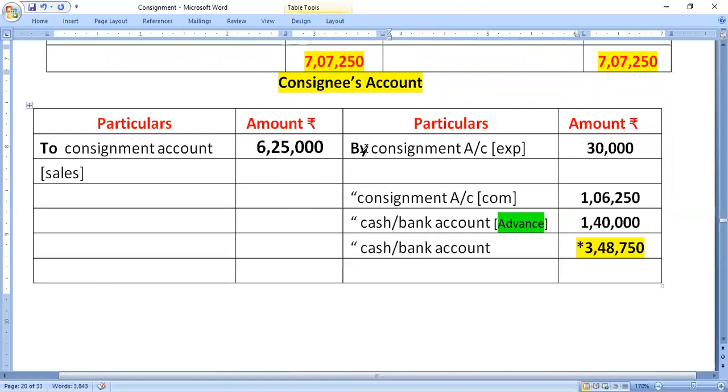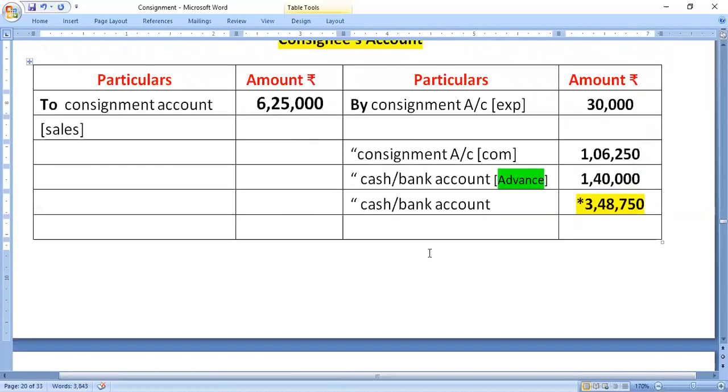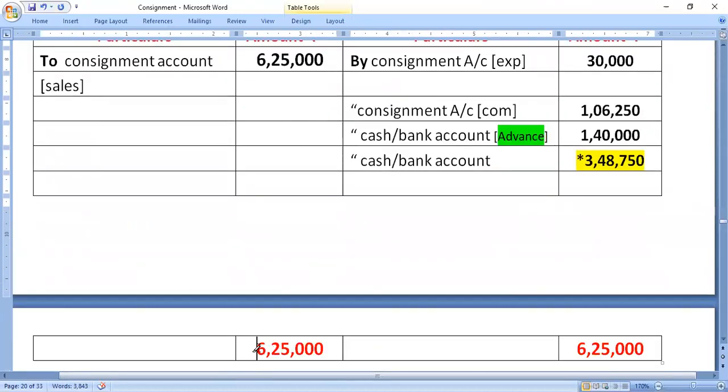Credit side indicates by consignment account expenses, consignee expenses 30,000 total. Then consignment account commission, total commission 1,06,250, my dears. Then cash bank account advance 1,40,000, my dears. First expenses, then commission, then advance, my dears. So then it's time to make the balance. 6,25,000 debit column higher, transfer to lesser side 6,25,000.